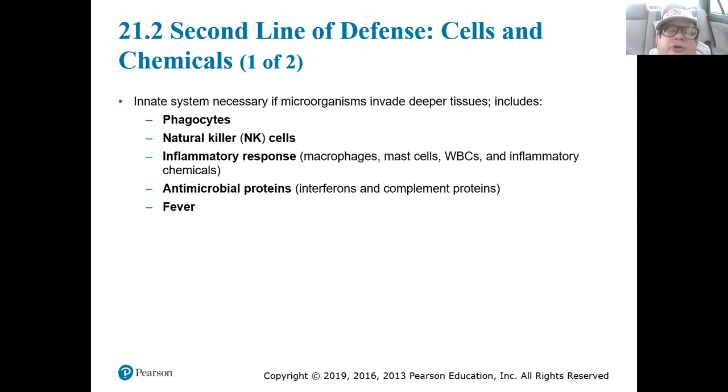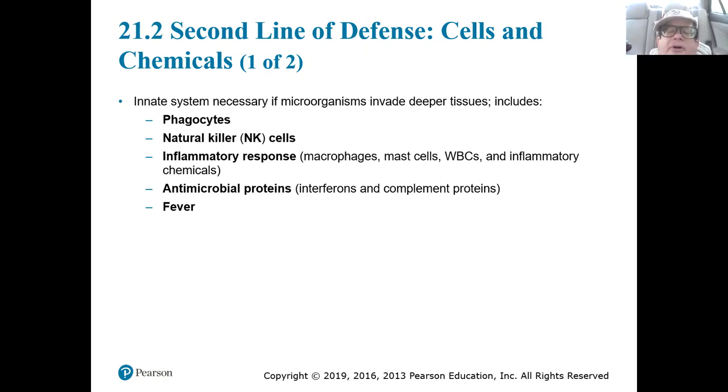Natural killer cells will try and, well, they do a lot of things, but if it's your own cells, they can tell them to die. Anyway, but we'll get into that. Those are modified lymphocytes, types of lymphocytes. They're moving through the body looking for stuff that needs to die.